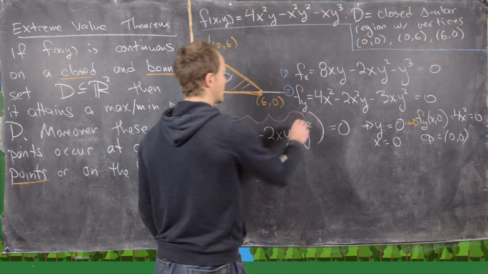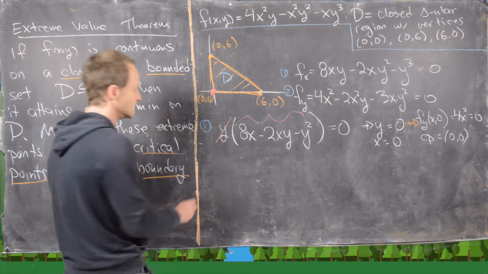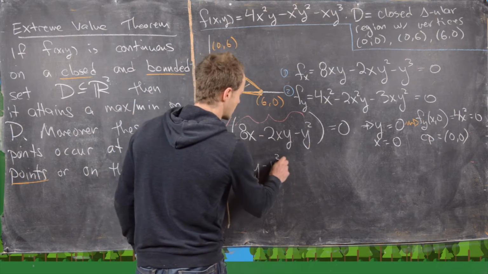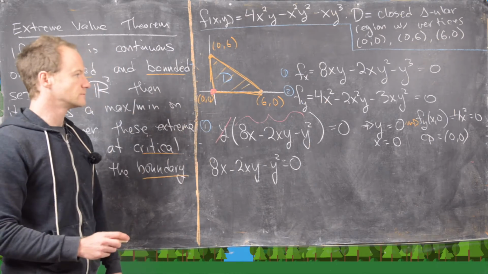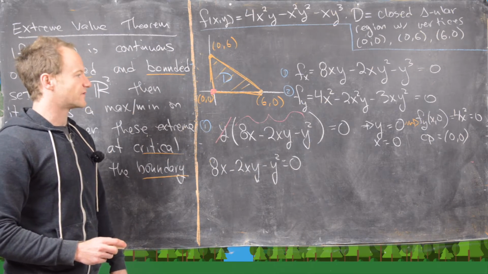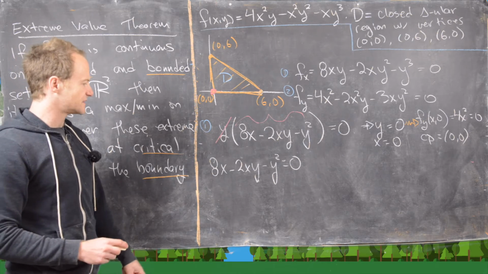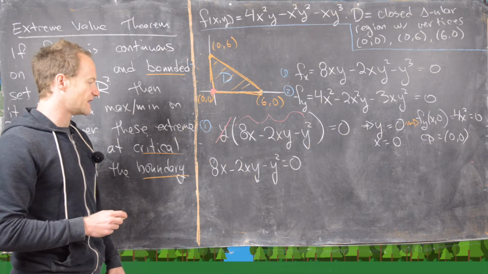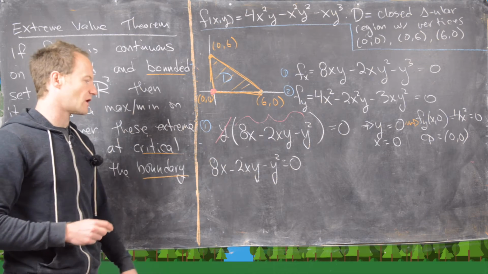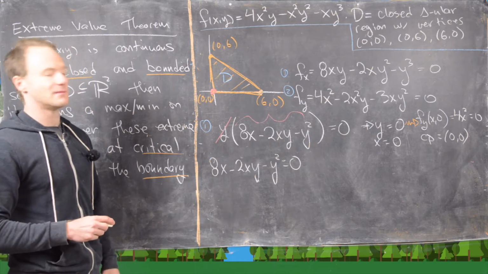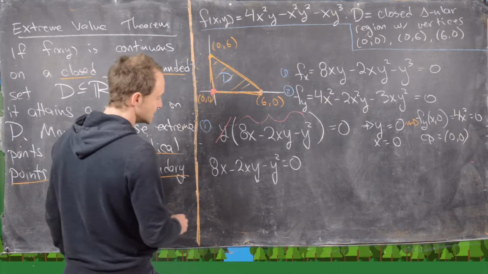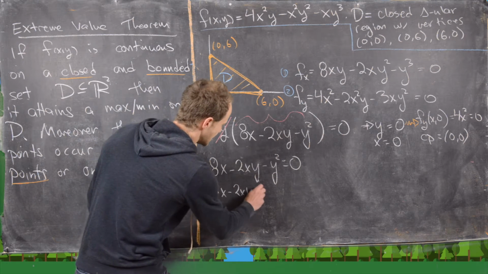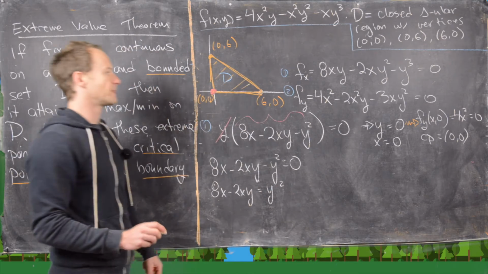So we need to look at the case when all of this equals 0, that is, 8x - 2xy - y² = 0. We could have two ideas: solve this for x, or solve it for y using the quadratic formula. I think it's easier to solve it for x. That gives us 8x - 2xy = y².